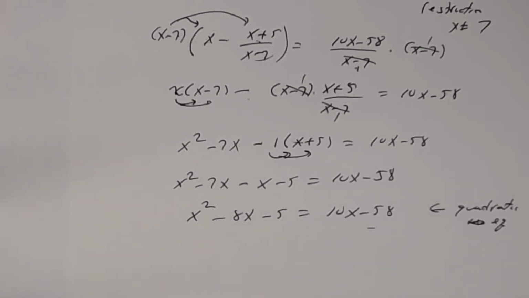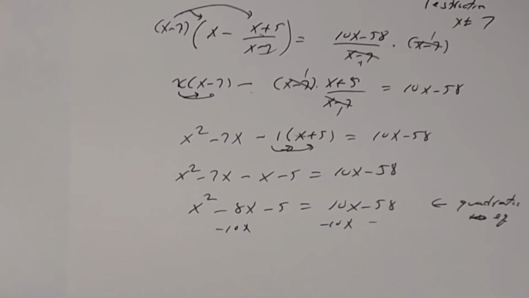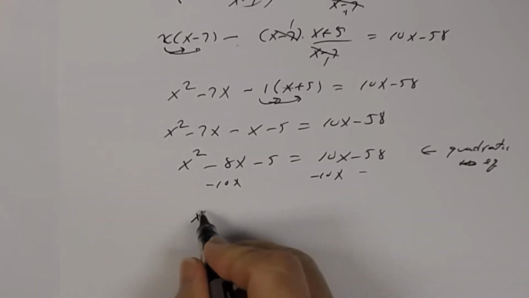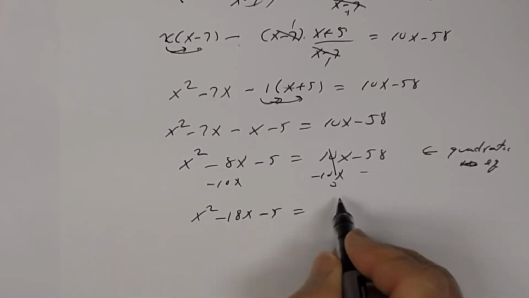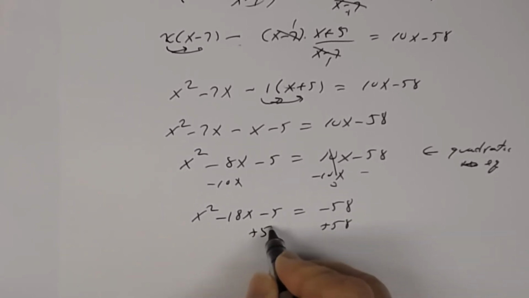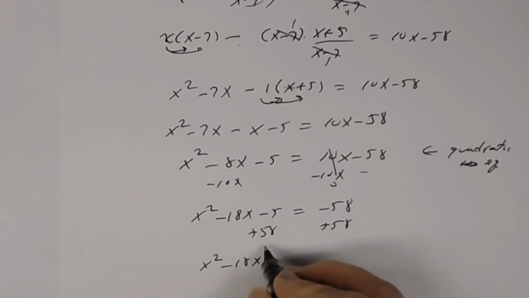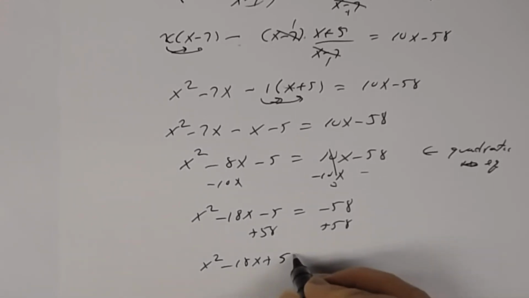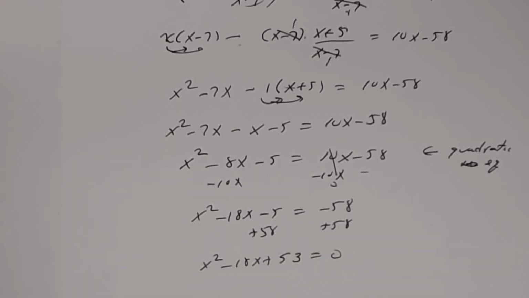All right, so let's go ahead and bring all the terms to one side. Remember, to factor, we have to have 0 on the other side. So I'm going to go ahead and subtract 10x from both sides. Combine like terms. I get x squared minus 18x minus 5 equal 0 minus 58. Adding 58 to both sides. Notice I'm combining my like terms. I get x squared minus 18x, and this is a positive 53 equal 0. Okay? All right, so that's where I'm at.